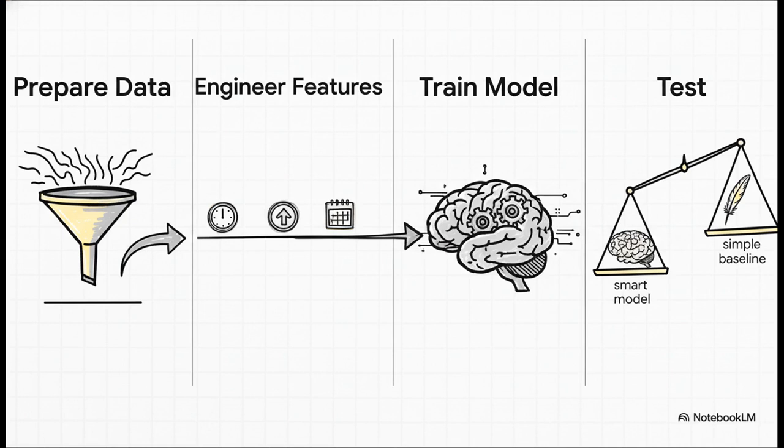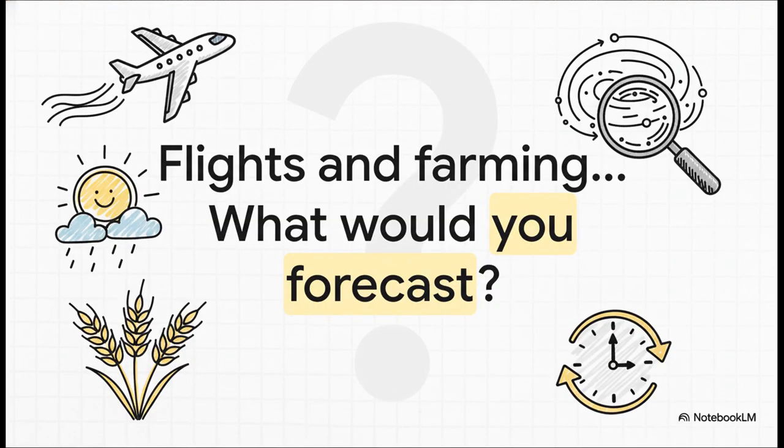And finally, number 4, always test it against a simple baseline. That's how you prove that all your hard work actually paid off. So there you have it. We've seen this recipe work for forecasting flights and for forecasting farming. It's an incredibly powerful tool for finding those hidden patterns in the past to help us predict the future. Which really just leaves one last question. A question for you. What would you forecast?